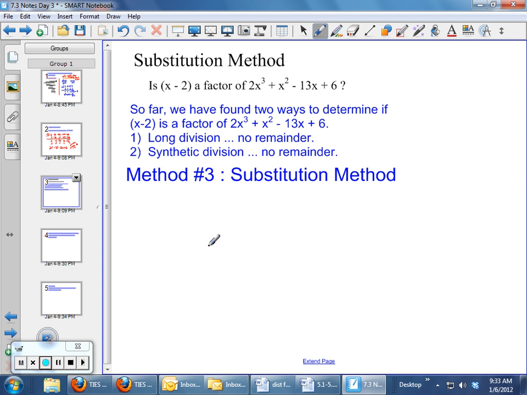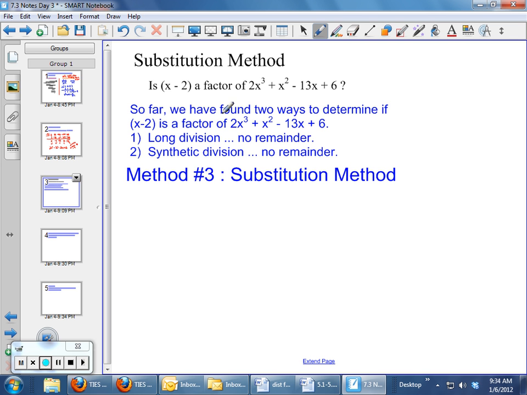Let's look at the substitution method. So this is a way to determine if something is a factor of a polynomial. So we've done that. In long division, if there's no remainder, if the remainder is 0, then it would be a factor of the polynomial. So x minus 2 would be a factor of this if the remainder was 0. In synthetic division, same thing. If the remainder is 0, then x minus 2 is a factor. With the substitution method, it's a lot like synthetic division, it just looks a little different.